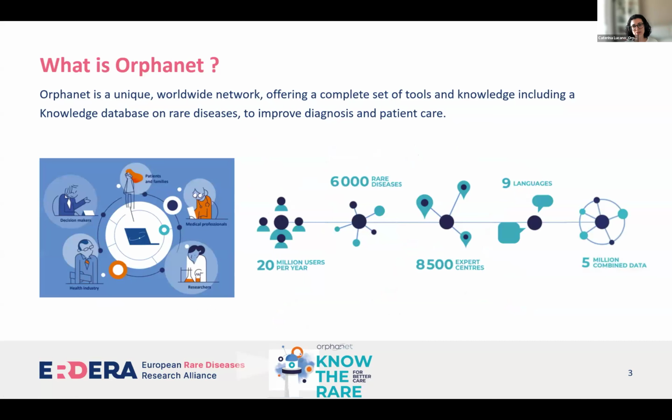So who are the users and what are the data that are in Orphanet? Basically, our users are patients and patients' families, medical professionals, but we also have researchers, some health industry representatives, and decision makers. The Orphanet website has 20 million users per year. We identify in the website a little bit more than 6,000 rare diseases. And we also link to 8,500 expert centers translated in 9 languages, and we have a total of 5 million combined data.